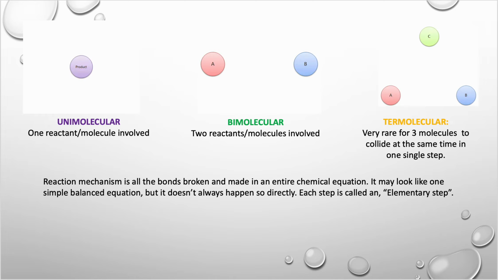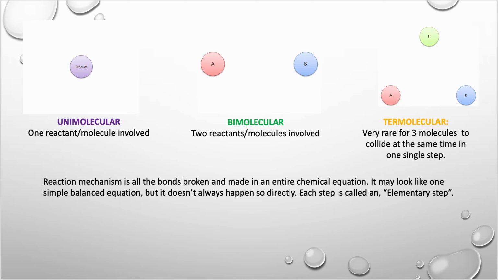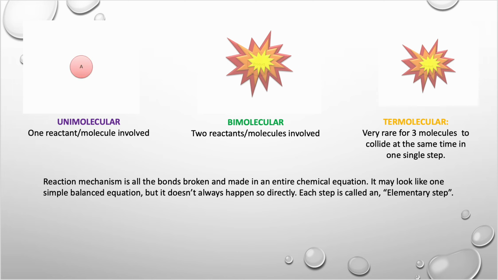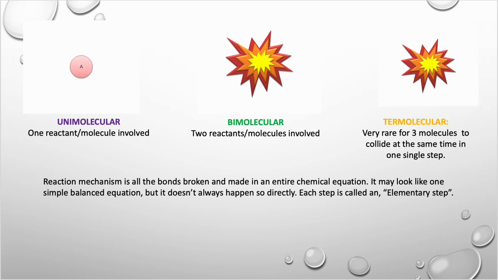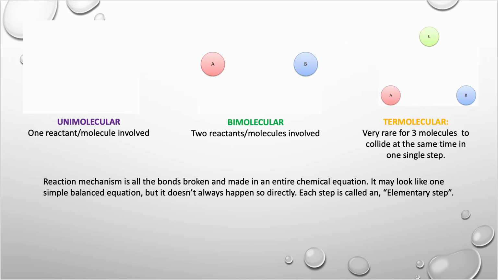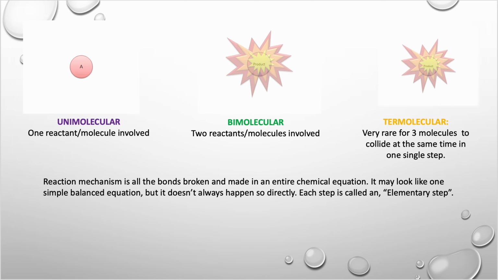Reaction mechanism is all the bonds broken and made in an entire chemical equation. And we don't see this. We don't see the reaction mechanisms, which are elementary steps, when we just have a chemical equation. It may look like one simple balanced equation, but a lot is going on in the background. And all those steps are called elementary steps.